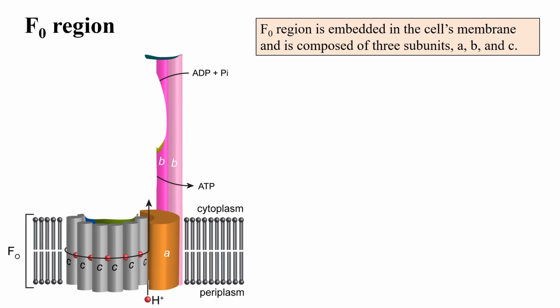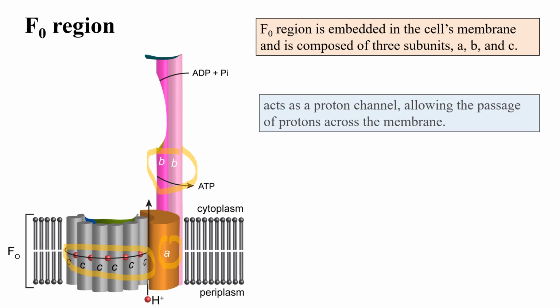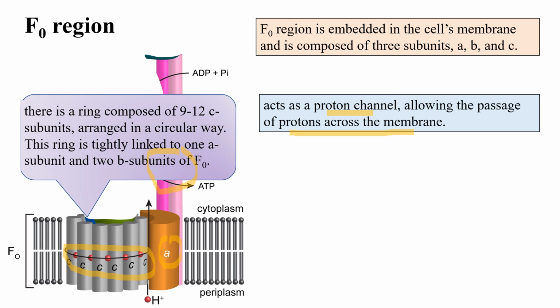The F0 region is embedded in the membrane and it is composed of three subunits: A, B and C. The F0 region acts as a proton channel allowing the passage of protons across the membrane. So it allows protons to pass from the intermembrane space into the matrix. And there is a ring composed of 9 to 12 C subunits, arranged in a circular way.